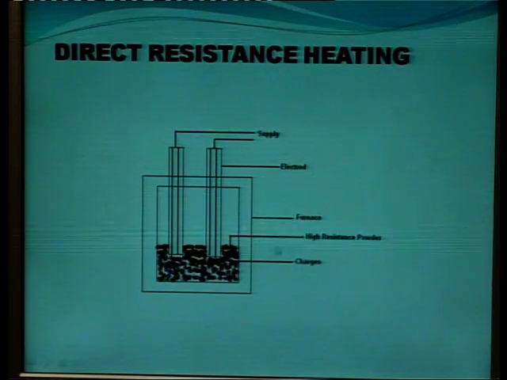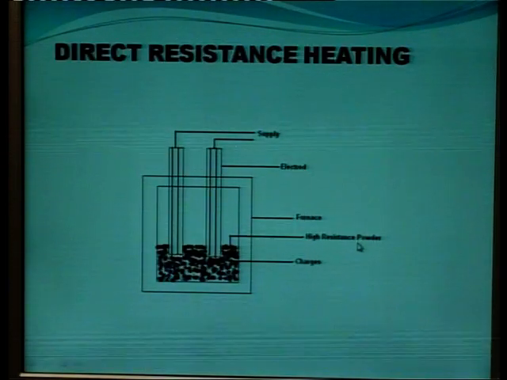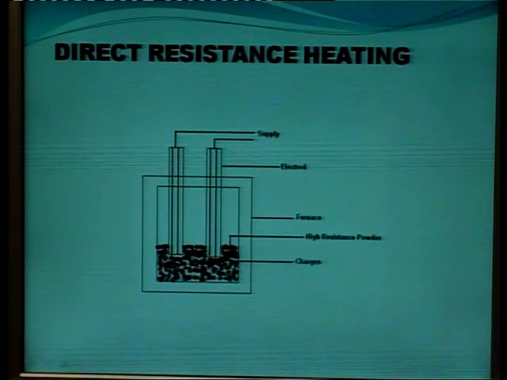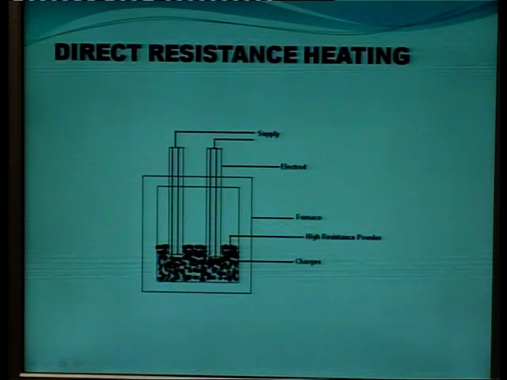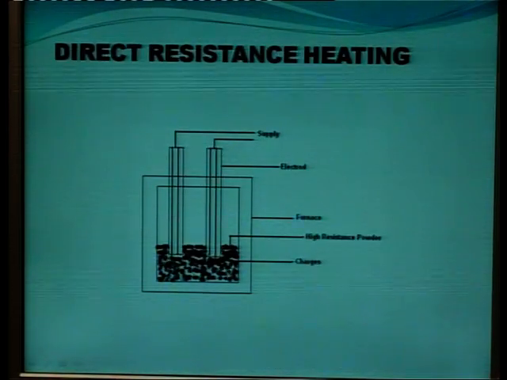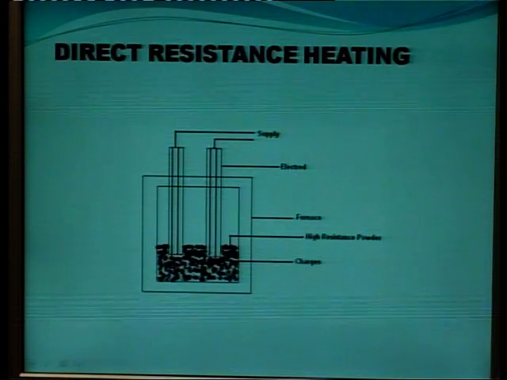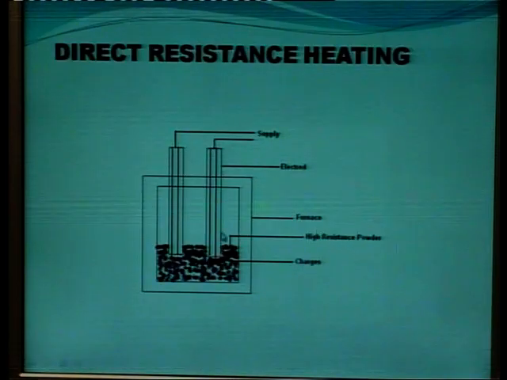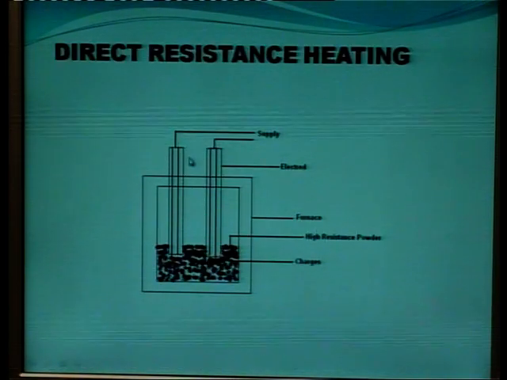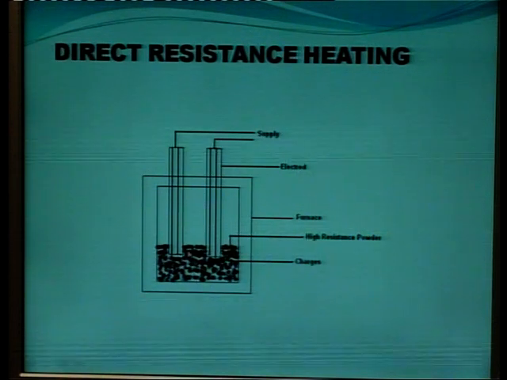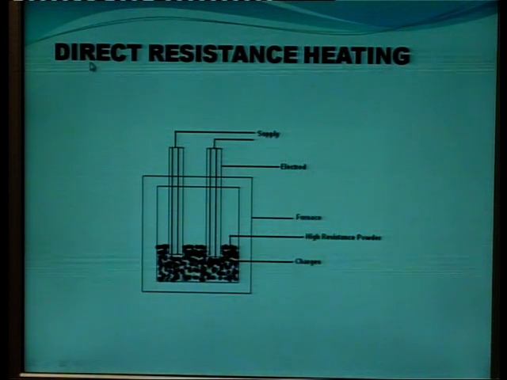Now we have poured some high resistant powder. Now this is a special case. Suppose the quantity of this charge is less in this jar, so to avoid the short circuit we have poured high resistance powder over the charge. Now see here, the electrodes and the charge are in direct contact with each other. That is why it is known as direct resistance heating.